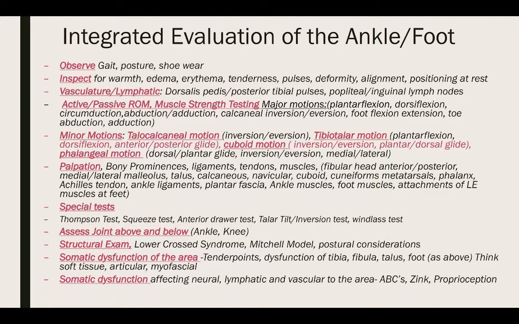Your structural exam, same as before, looking at somatic dysfunction of the area, tender points, dysfunction of the tibia, fibula, talus, and foot, as we just described, your minor motions, your glides and slides, soft tissue, articular, myofascial, and then your ABCs, zinc, and proprioception. So thinking globally, how is this affecting everything? And what do I need to treat globally in order to affect this issue?